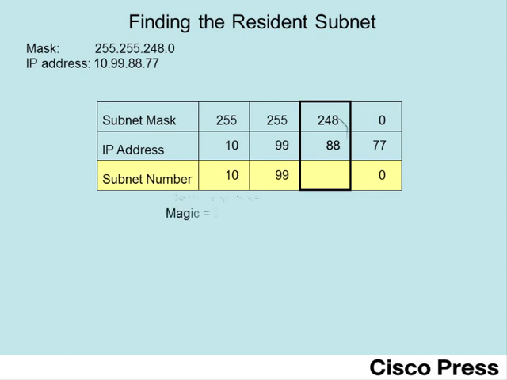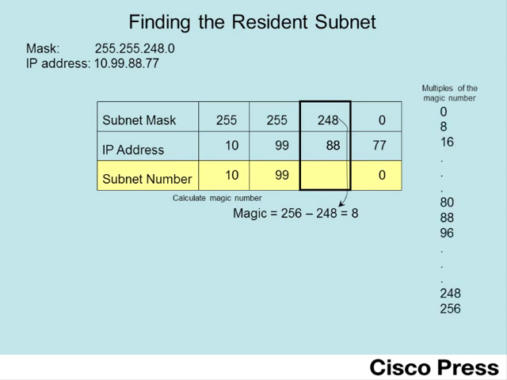The first step is to calculate a number called the magic number. It's simply 256 minus the mask's value in that interesting octet. In this case, 256 minus 248, which of course is 8. It turns out the subnet number will be a multiple of 8. So, on the right you see some of the multiples of 8, and we don't show all of them obviously, but we show enough. We want to pick the multiple of 8 that's closest to the IP address's value just above the subnet number line.